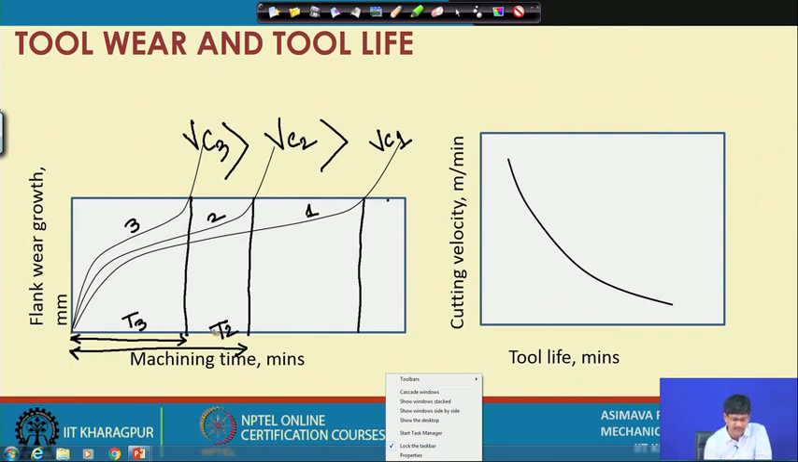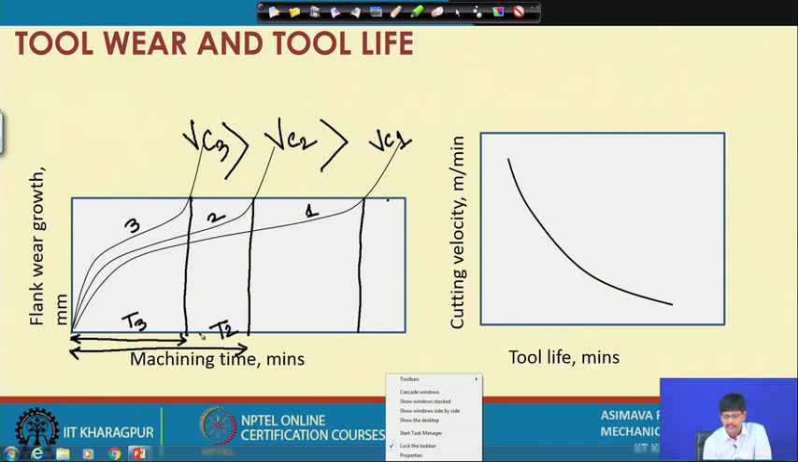So, what is tool life? Tool life is the time period for which a tool can be used without attaining the limiting flank wear of 0.3 millimeters. I start with a sharp tool, and I stop when the average flank wear of 0.3 millimeters has been reached. This particular time, corresponding to that velocity of cut, is called tool life.